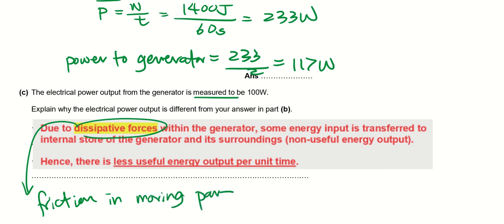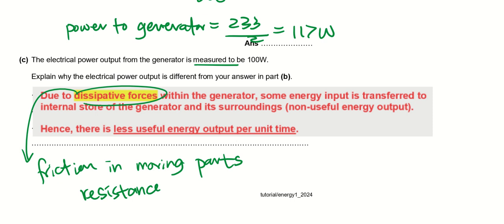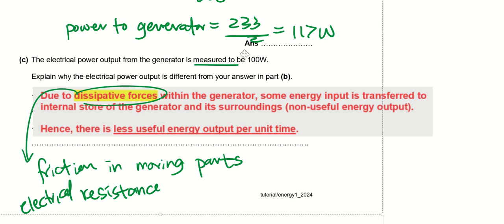Okay. There is also, because it's by electrical pathway, there's some electrical resistance. You learned that in Sec 2, right? There's also resistance, electrical resistance. So all these are the dissipative forces.